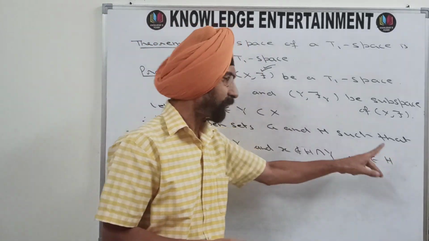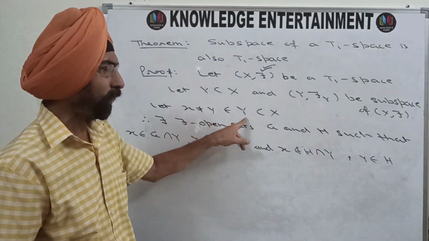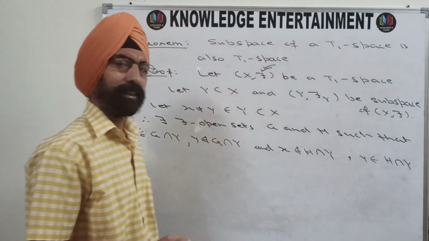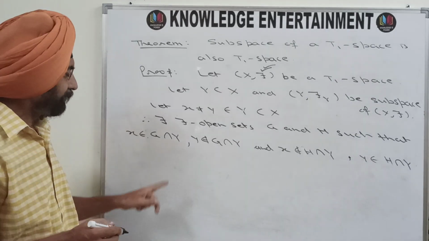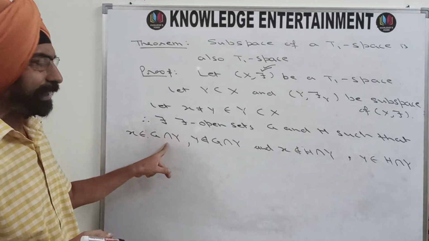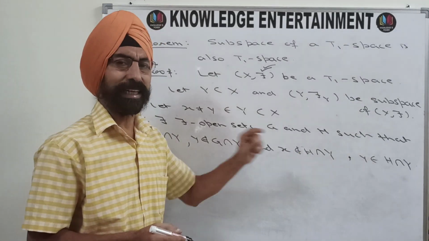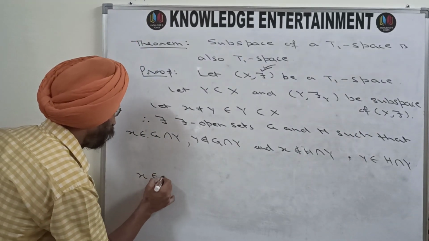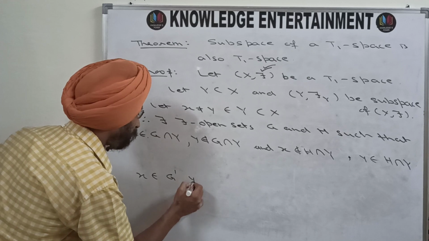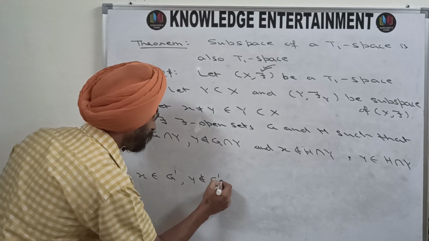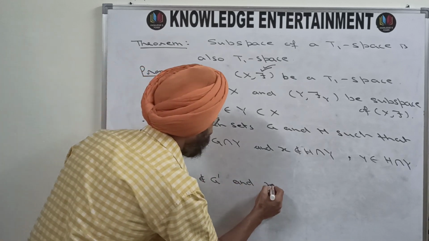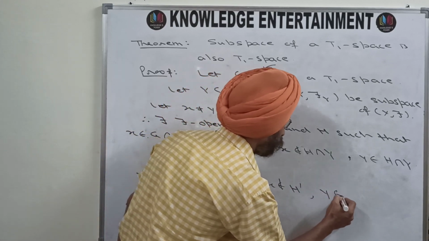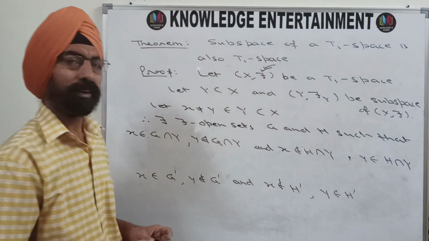Y is in H and Y is also in Y, so Y will be in H intersection Y. Once again, I will rename G intersection Y as G dash and H intersection Y as H dash. So X belongs to G dash, Y does not belong to G dash, and X does not belong to H dash, Y belongs to H dash.